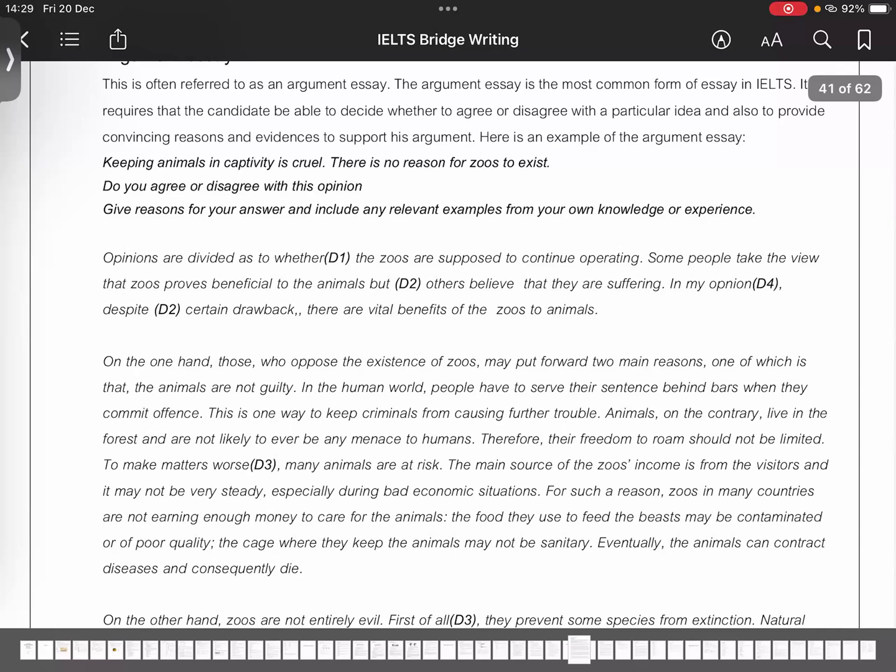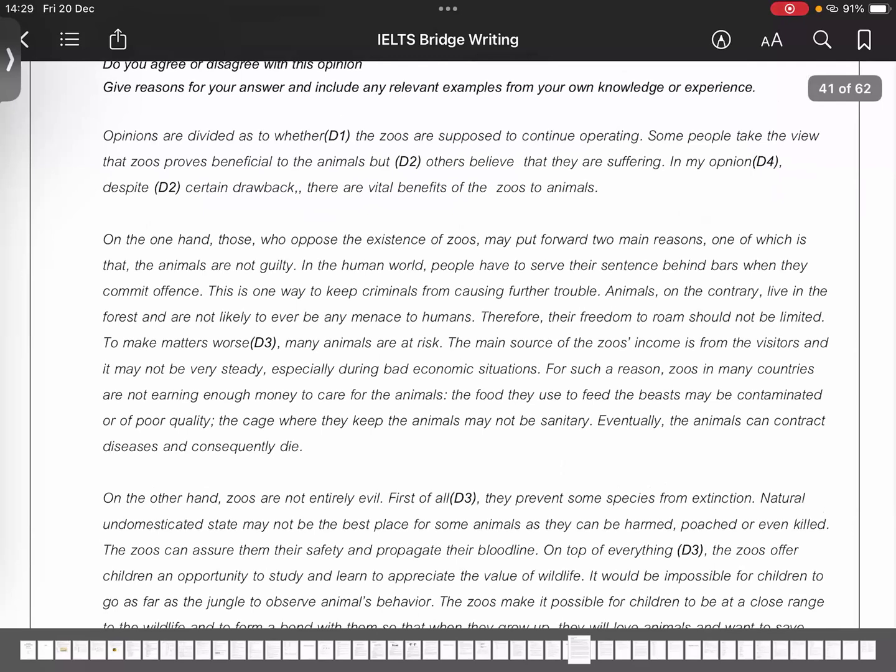Next, we're going to be looking at the body section. So it says here, "On the one hand, those who oppose the existence of the zoos may put forward two main reasons." So here is a topic sentence. What does the topic sentence tell you? It tells you that this paragraph is about two reasons why some people want to shut down the zoos.